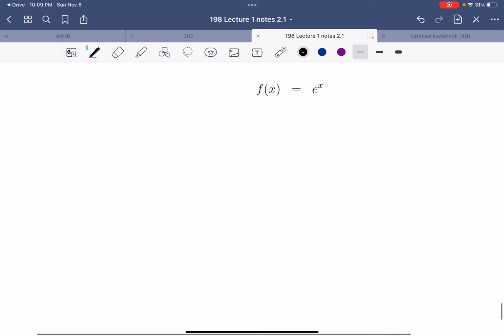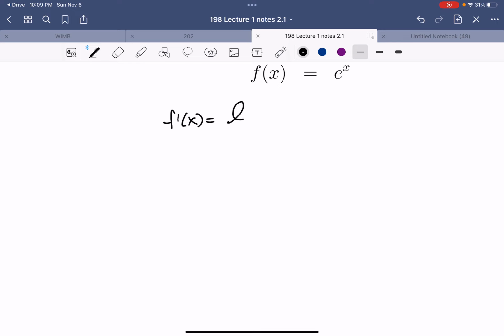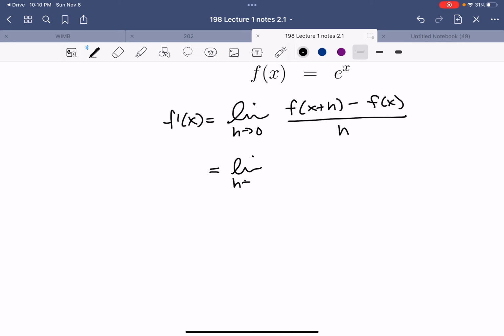So in that case, we're going back to the limit definition of the derivative. So we want f prime of x is the limit as h goes to 0 of f of x plus h minus f of x all over h. So we want the limit here as h goes to 0 of e to the x plus h minus e to the x all over h.